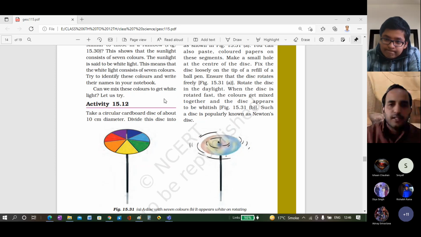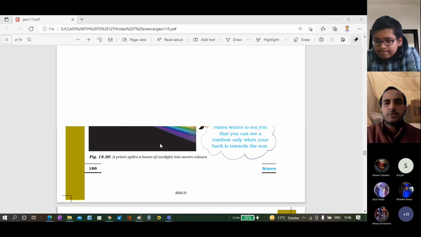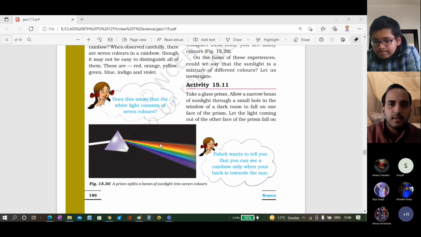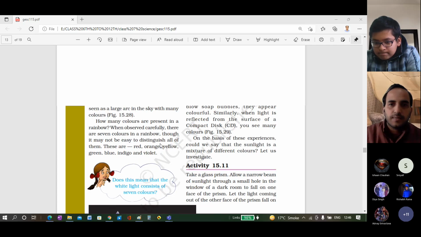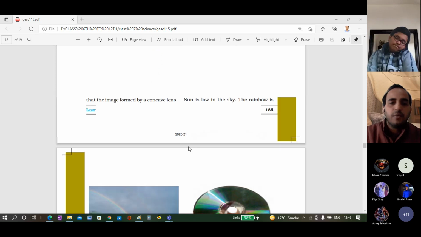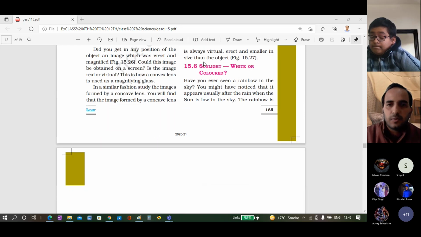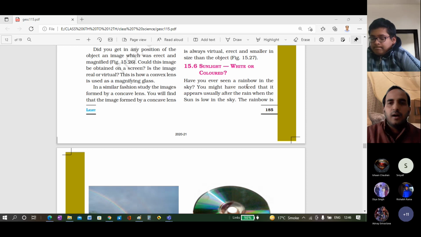Activity 15.12, how the white light gets split into its different constituent parts, is also a point we will discuss in our next class. Also, what happens to a compact disc when placed in the sun, and rainbow formation. There is a phenomenon in nature that we call rainbow formation. So we will study that. And also sunlight, white or colored.